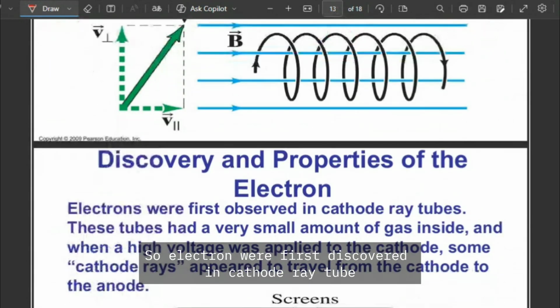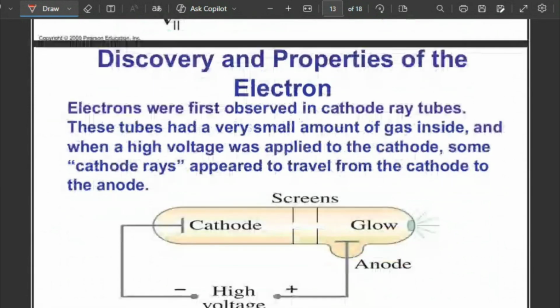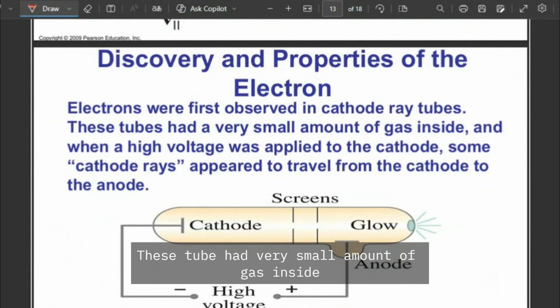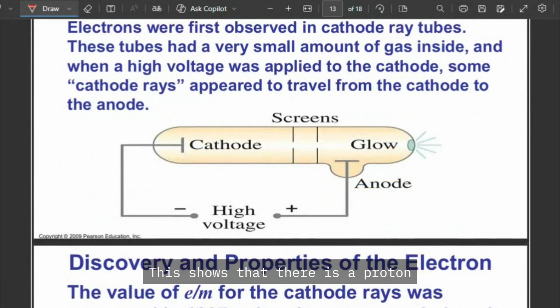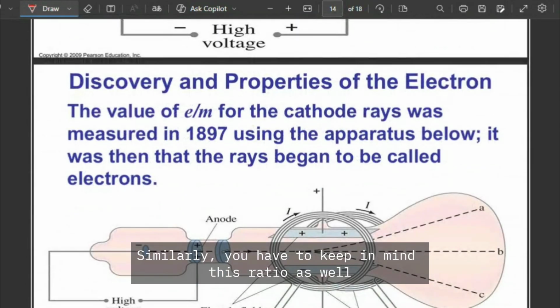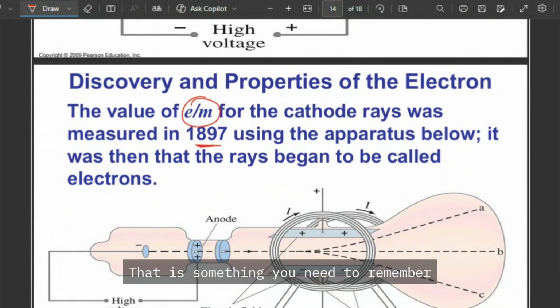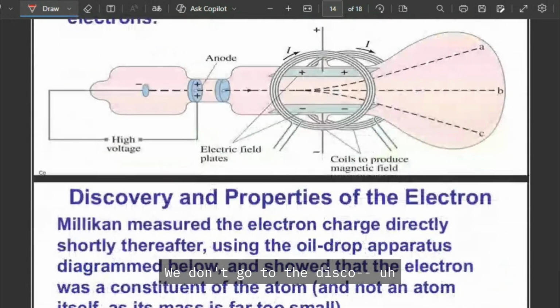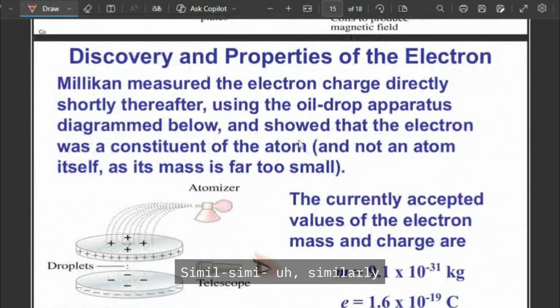So the electron was first discovered in the cathode ray tube. We already know this thing. The tube had a very small amount of gas inside, and when high voltage was supplied to the cathode, some cathode rays appeared to travel from cathode to anode. This shows that there is a particle which is traveling. Similarly, you have to keep in mind this ratio as well. The charge by mass ratio for cathode ray was 1897. That is something you need to remember. We don't go into the experiment part, but this is something that you need to remember.